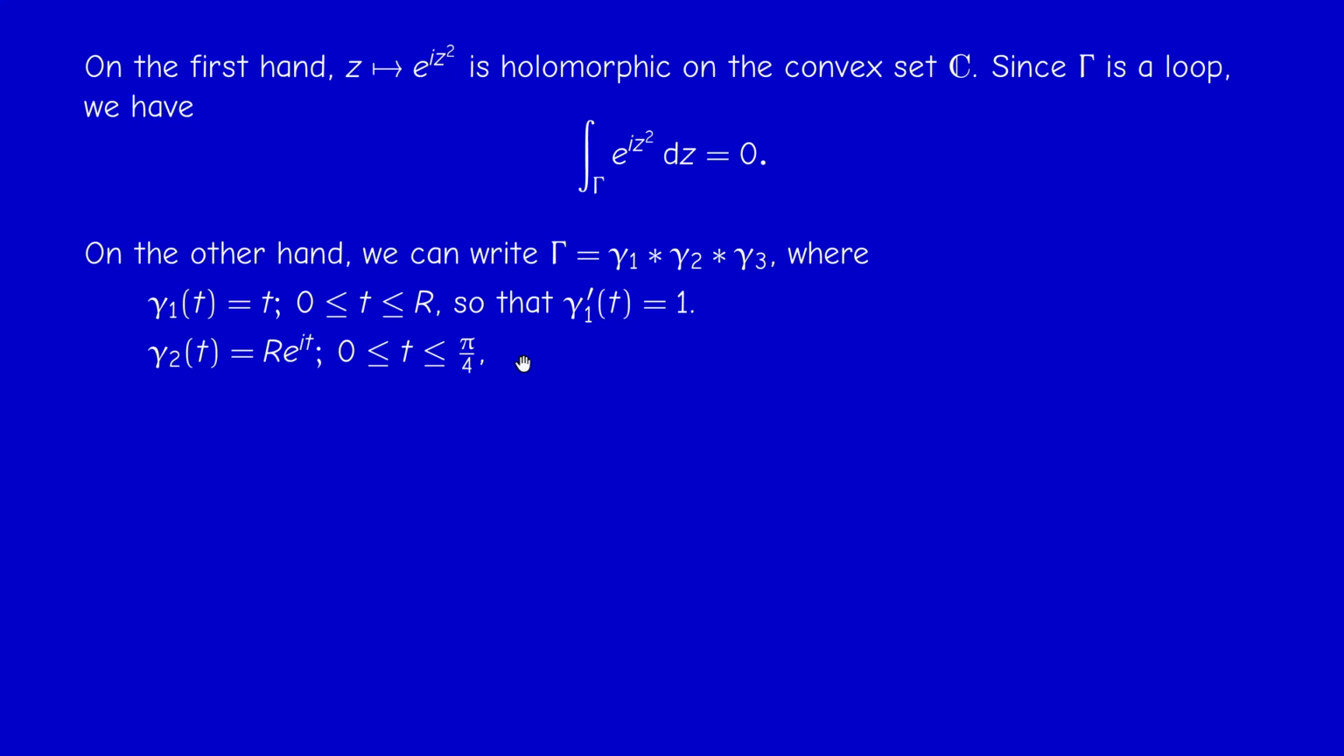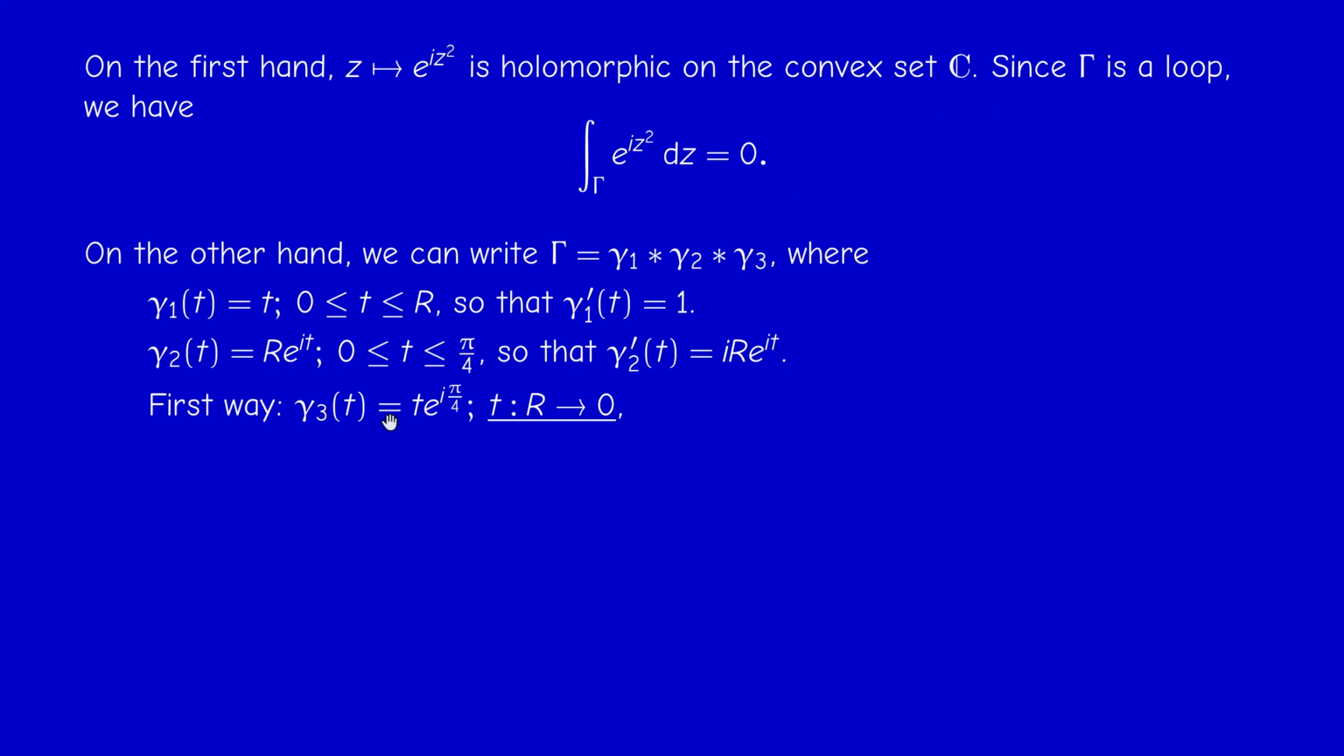Now for gamma 3, of course we can find the derivative because it's important. When we evaluate, we put f of gamma t and multiply by gamma prime. Now for the third path, on the first bisector, it joins r e to the i pi over 4 to 0. There are many ways of writing down a parameterization of this straight line segment, but we have to pay attention to the orientation, because otherwise you get wrong results.